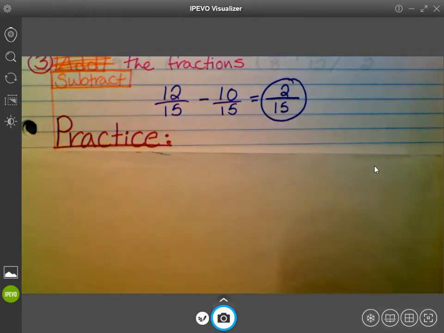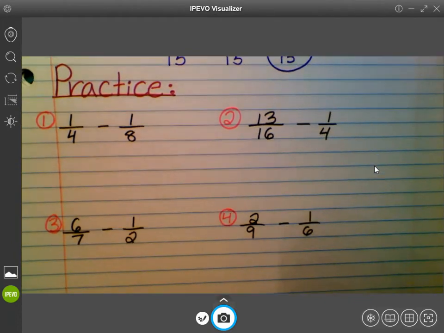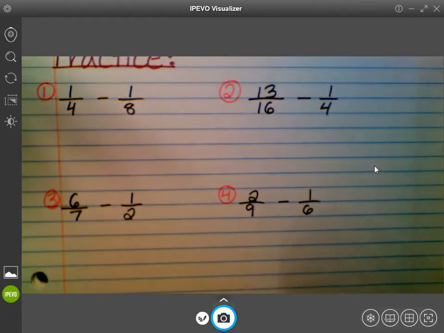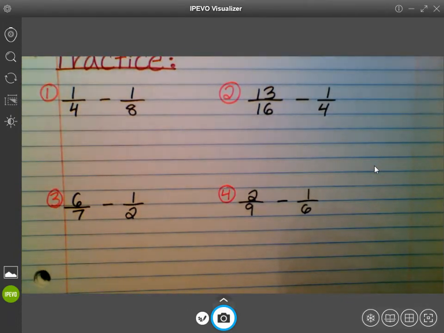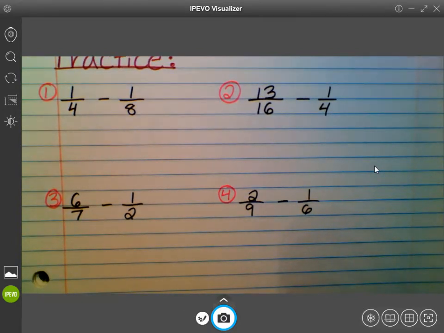Okay, so practice. These are our problems. Number 1, 1/4 minus 1/8. Number 2, 3/16 minus 1/4. Number 3 is 6/7 minus 1/2. And number 4 is 2/9 minus 1/6. Once you have these written down, you can begin.